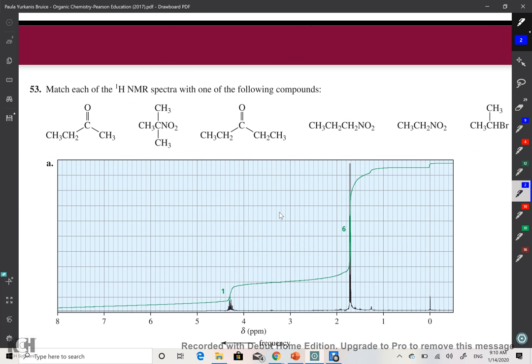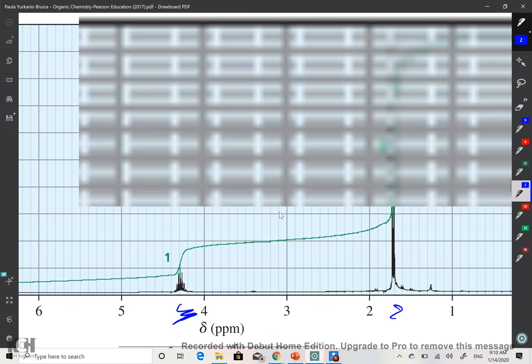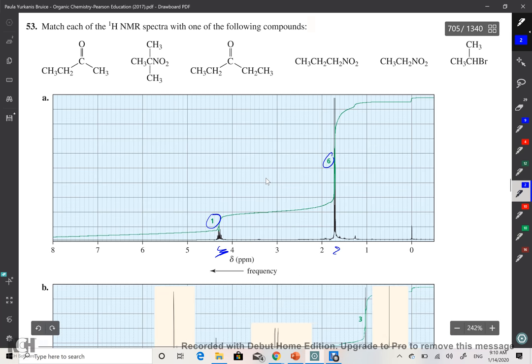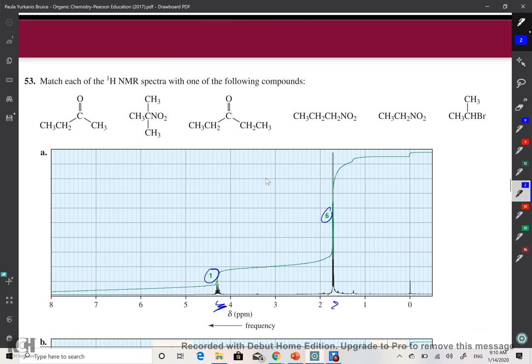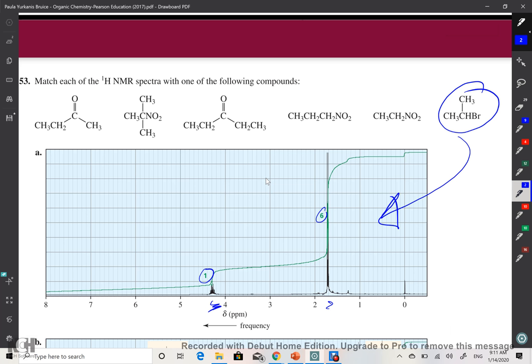In spectrum one, we have two signals. Does that make sense? One there and one here. We can look at the integration, giving us the number of hydrogens. If you look at the integration, the ratio of the number of protons is 1:6. So those are the ratios. Let's see if we can match the structures. Among these structures, which one do you think would be the best one? The last one, right? The last one will most likely correspond to this spectrum. Can everyone see that? Who cannot see? Tell me.